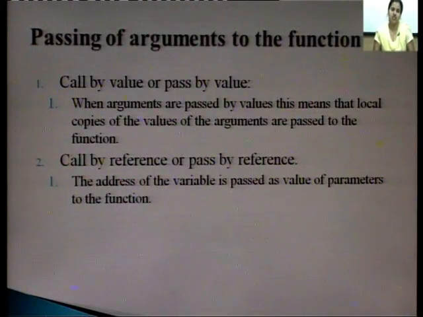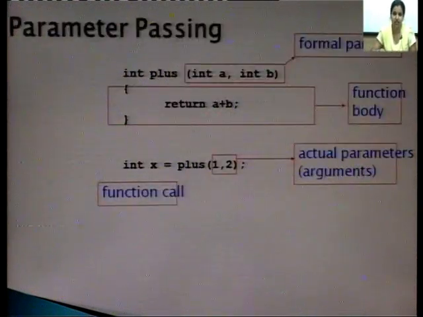So this is just an example. We come to the definition. Call by value is when arguments are passed by value. This means that local copies of the values of the arguments are passed to the functions. And call by reference is when the address of the variable is passed as the value of a parameter to the functions. Here we see the examples.